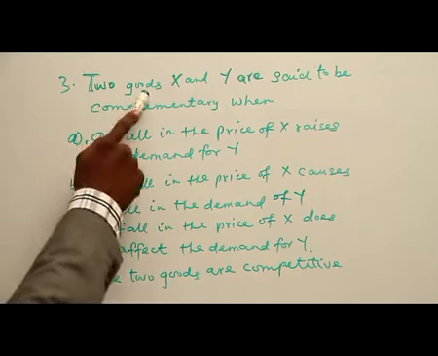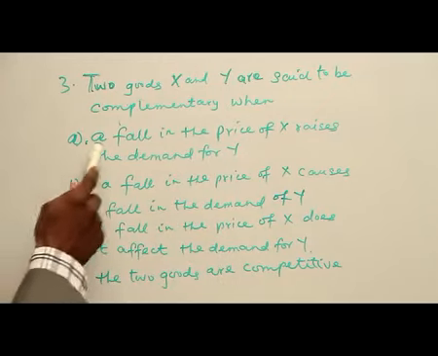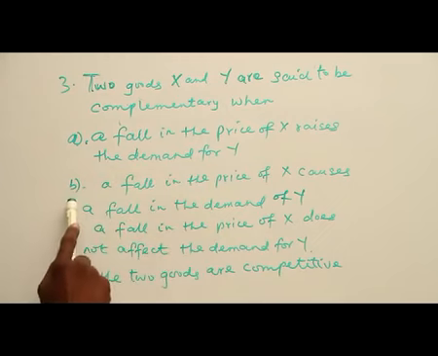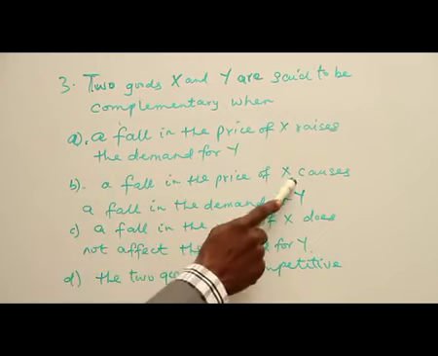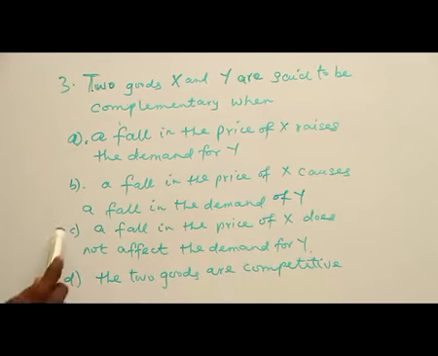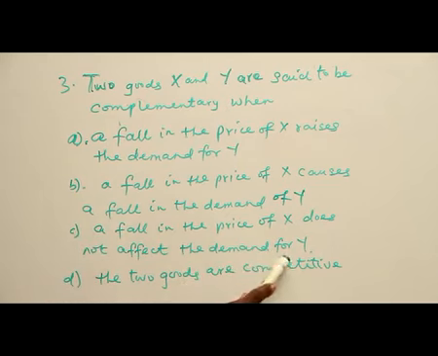Question 3. Two goods, X and Y, are said to be complementary when A, a fall in the price of X raises the demand for Y. B, a fall in the price of X causes a fall in the demand of Y. C, a fall in the price of X does not affect the demand for Y. D, the two goods are competitive. The right answer is A. A fall in the price of X raises the demand for Y.